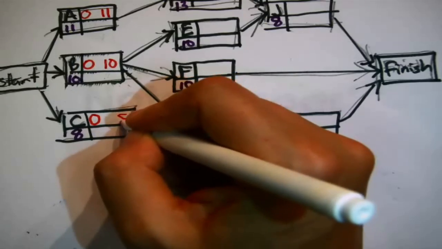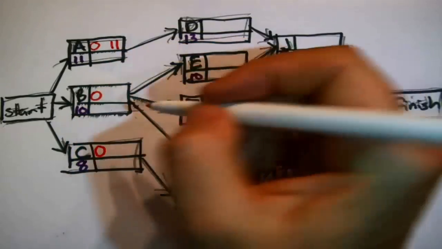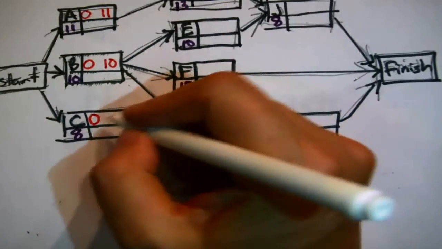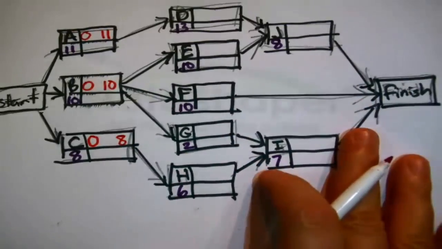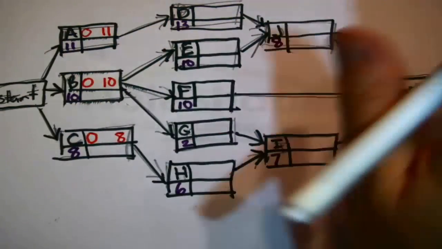Okay, so 0 plus 11, that means the earliest you could finish with task A is in 11 days, the earliest you could finish with task B is 10 days, and the earliest you could finish with task C is 8 days. Just common sense. Now we work our way through time, through the network.